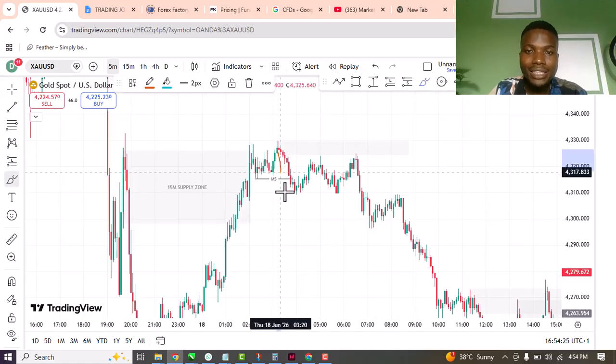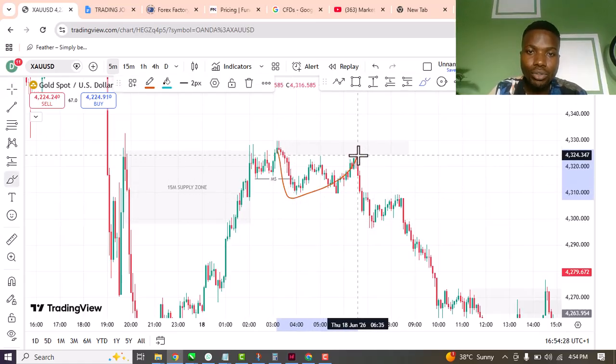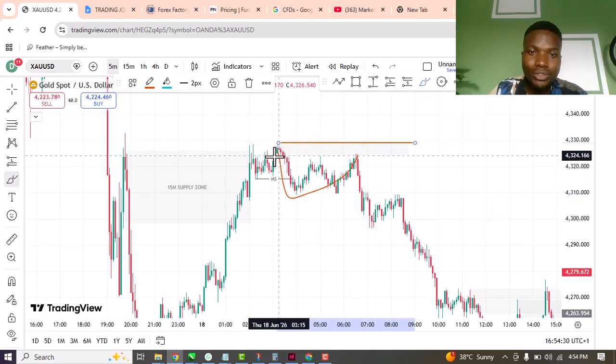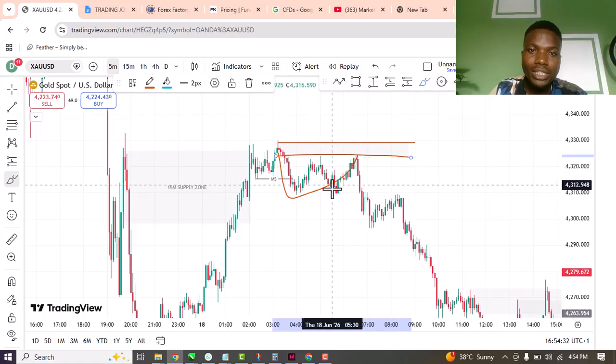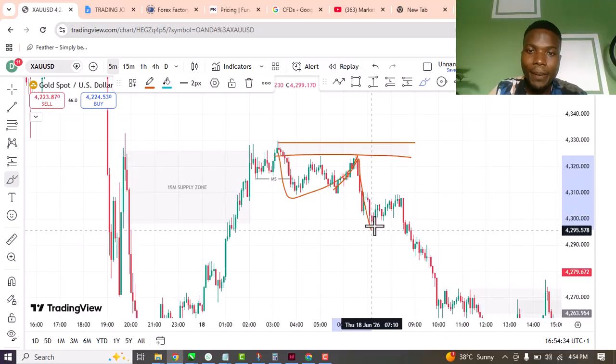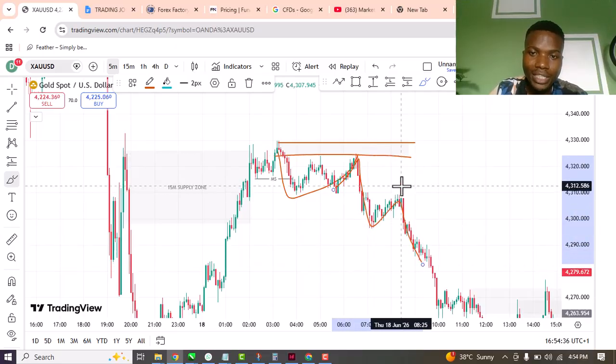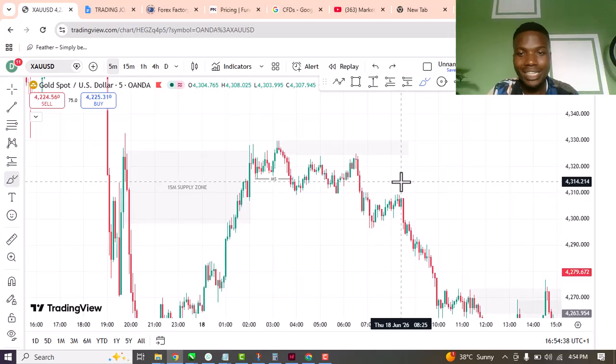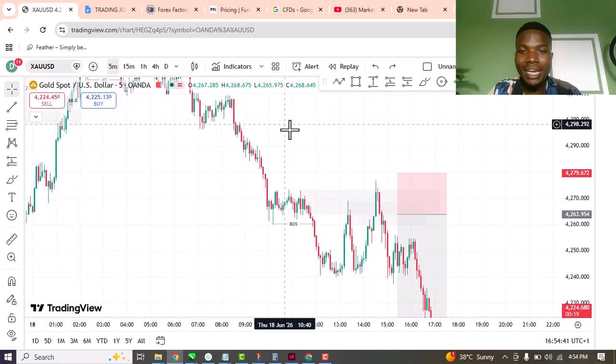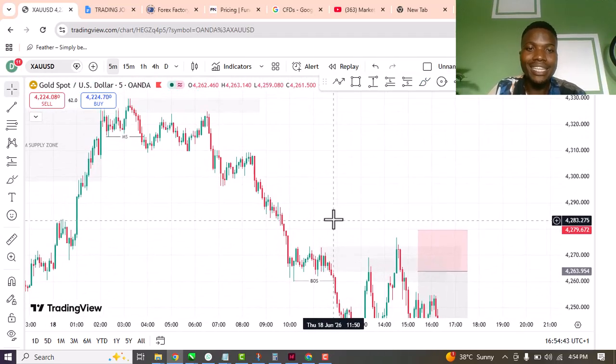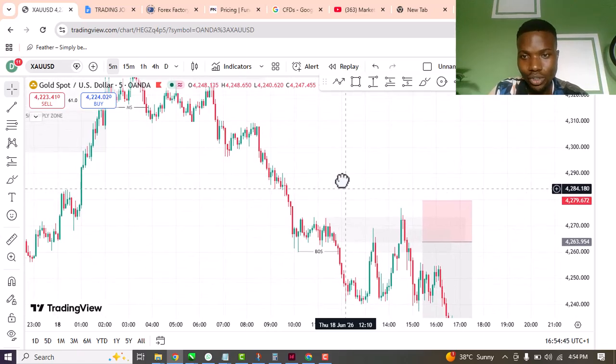Okay, so you can see that immediately price broke this low, price found its way back to this supply zone. Okay, so this is a supply zone around here that price simply respected before it began the sell to the downside. You can see that this is a mechanical way that aligns with supply and demand.